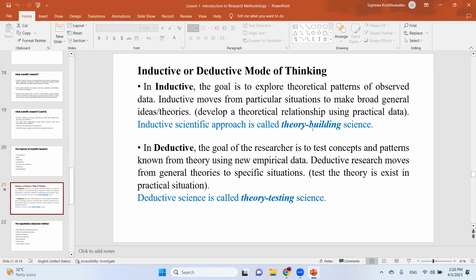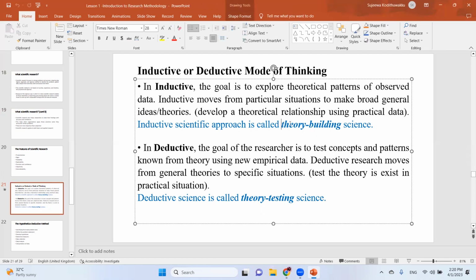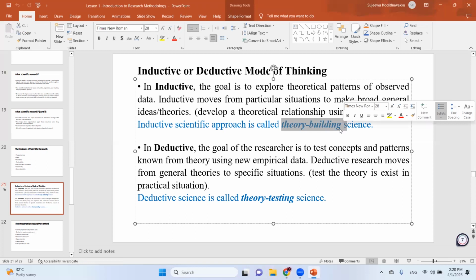Inductive mode means it's again scientific approach. At the end of inductive mode of thinking, you are going to build a theory. Theory building science. Theory building. It means you are going to introduce a new theory to the existing knowledge. But remember, you can't do it because you are at undergraduate level. Therefore, you don't need to develop a new theory. It is actually impossible, right?